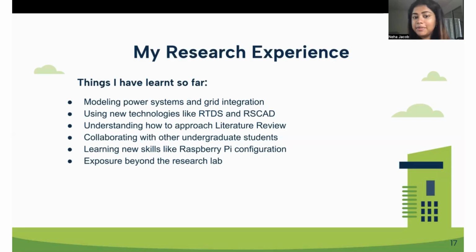I also got the chance to collaborate with other undergraduate students and worked on different projects besides this, such as Raspberry Pi configuration and helping set up their node room in their new lab.